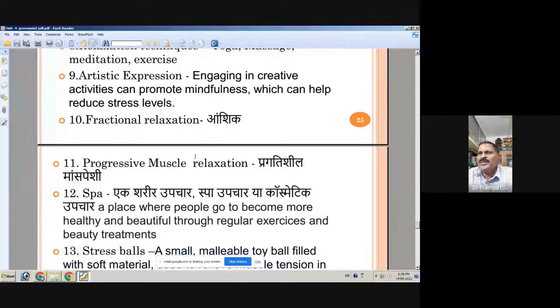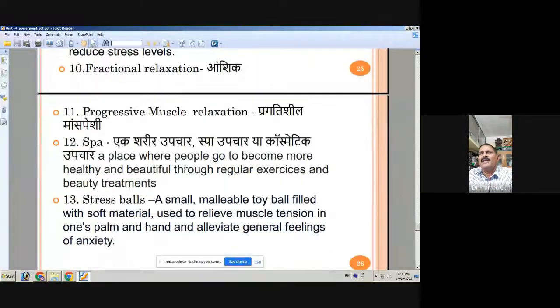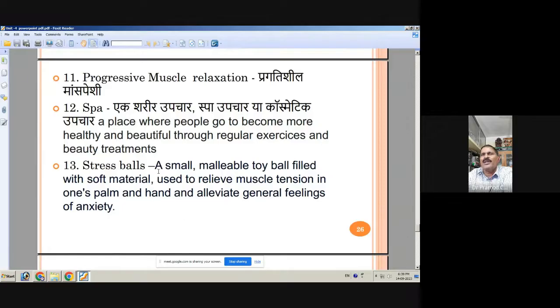Then you are able to get peace. Progressive muscle relaxation is there, and you know muscle relaxation means our physical body relaxes. If there is muscle relaxation, you will feel very happy when you go to bed and get a deep sleep. Deep sleep will give you much more pleasure. Spa is a place where people go for health and beautification. Regular exercise, beauty treatment, and cosmetic treatments are there, then automatically you will get pleasure. You will go to the spa and remain for a while, then you can get pleasure.